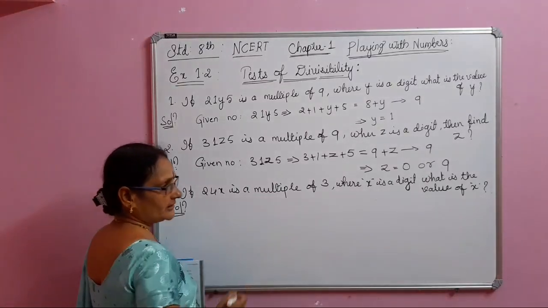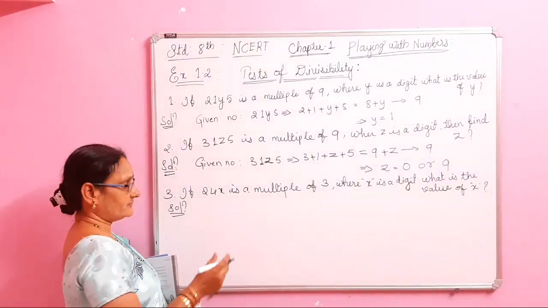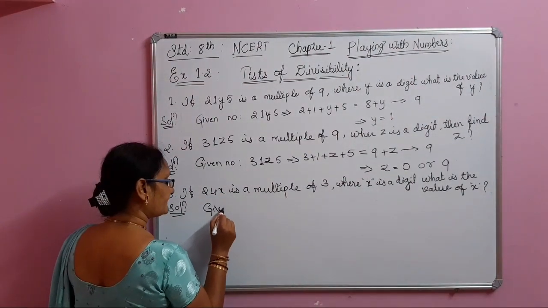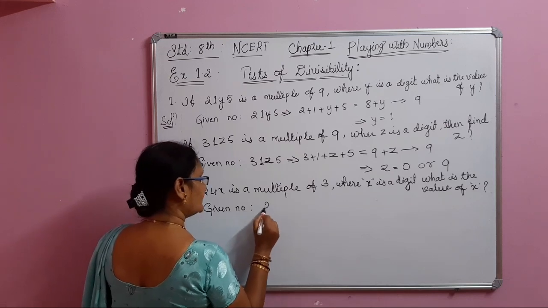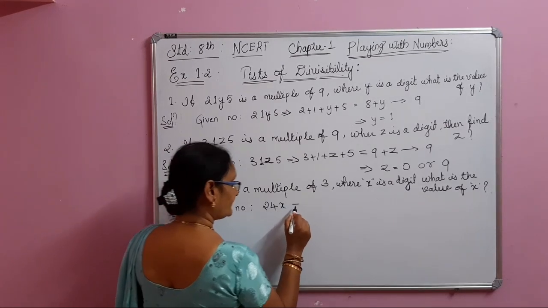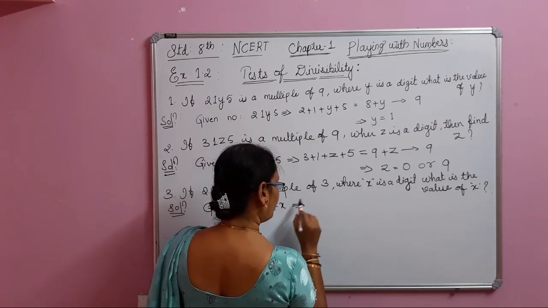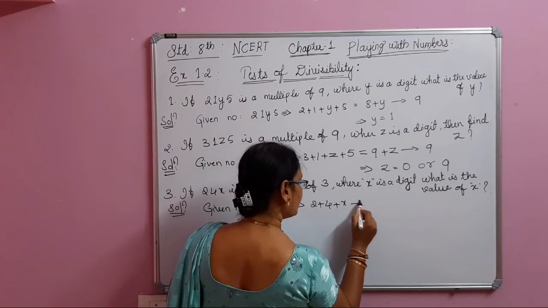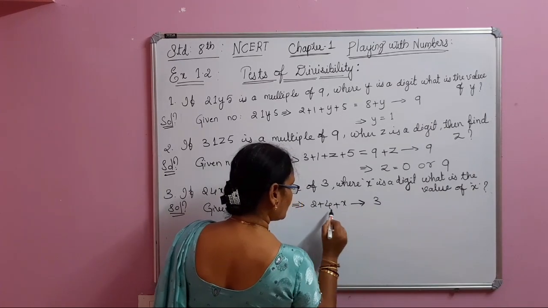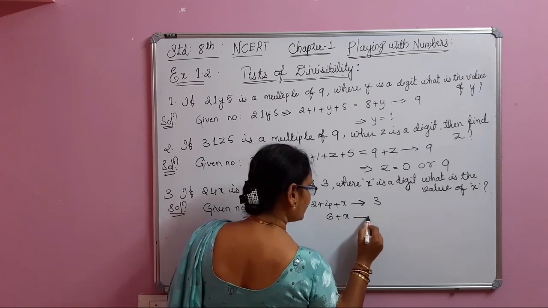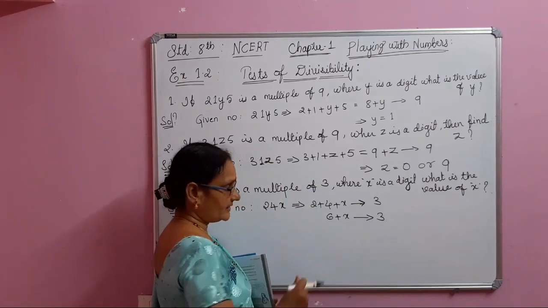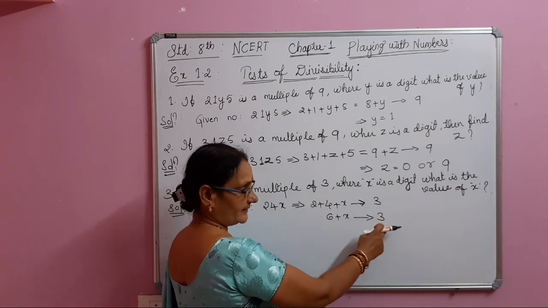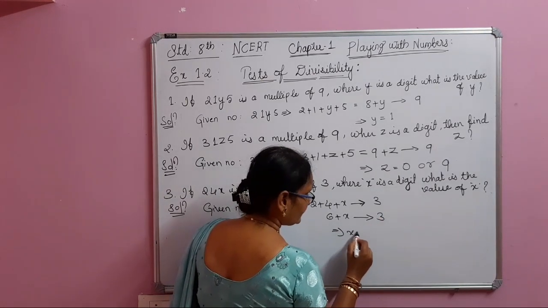Now see, you know the divisibility of 3. How to do? Just we have to add the digits of the given number. That is, the given number is 24x. This implies that how we are doing the divisibility test for 3. 2 plus 4 plus x is divisible by 3. 2 plus 4 is 6, plus x is divisible by 3. Here, suppose if I put 0, 6 plus 0 is 6. That is divisible by 3. Okay. This implies that x equals 0.